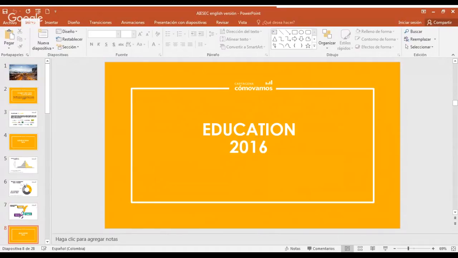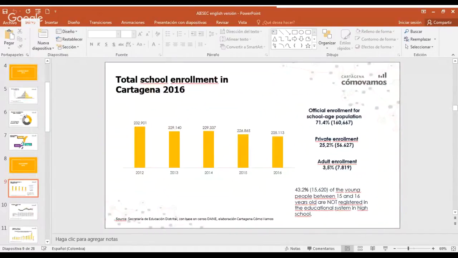more specific data about Cartagena on issues related to education, labor market, and poverty. In education, we can see that the total school enrollment in Cartagena in 2016 was 225,113 students from preschool to high school, and 61.4% of those students are in an official or public school. It means the majority of the students in Cartagena are in public schools.